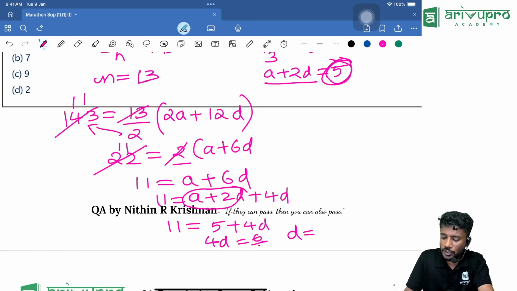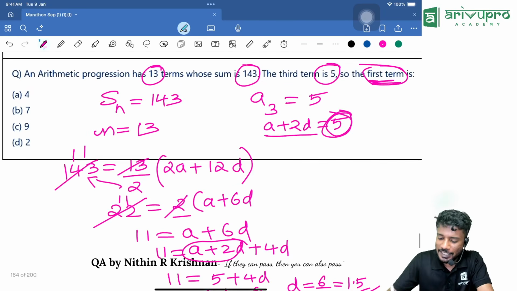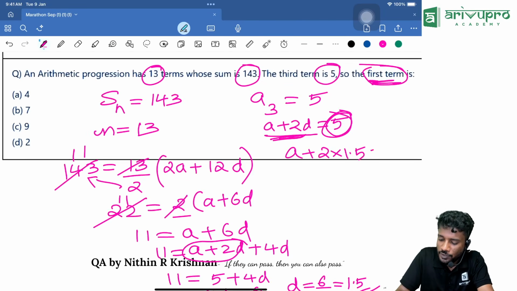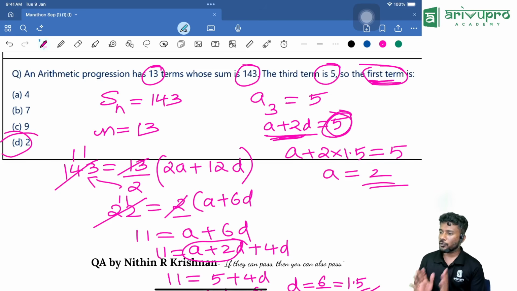So d is equal to 6 by 4. That is equal to how much? 1.5. d is equal to 1.5. Then a is equal to how much? a plus 2 into 1.5, which is equal to 5. Answer is how much? a is equal to 2. Clear? Yes. This is how you do it.